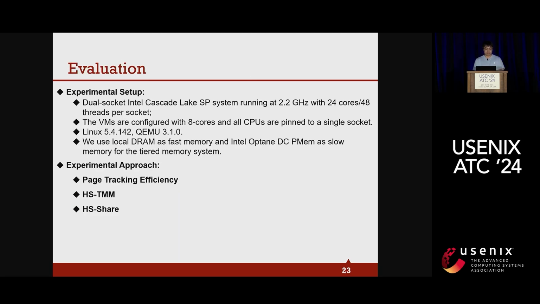Here is our experimental configuration. In the tiered memory scenario, local DRAM served as fast memory, and we use Intel Optane memory as slow memory. We focus on 3 main results here: page tracking efficiency and HugeScope's optimization for the 2 subsystems, tiered memory and the page sharing system.